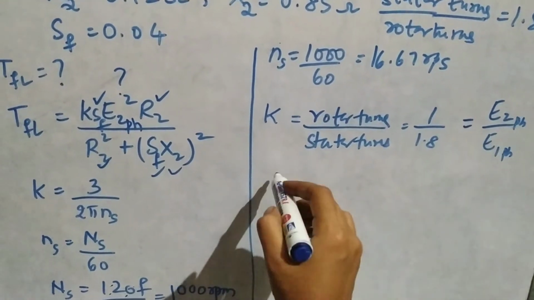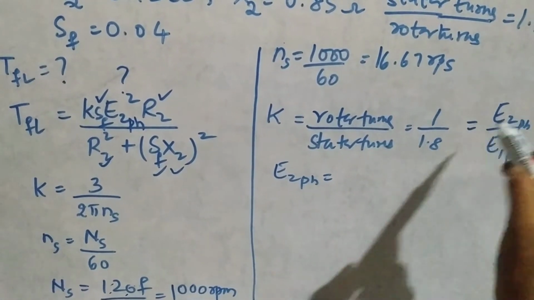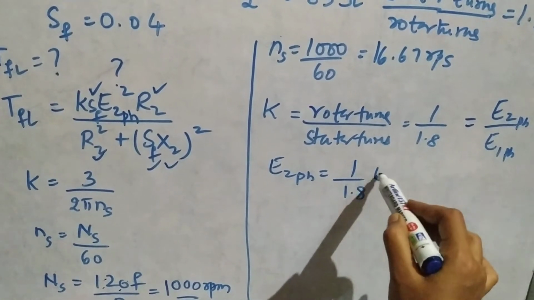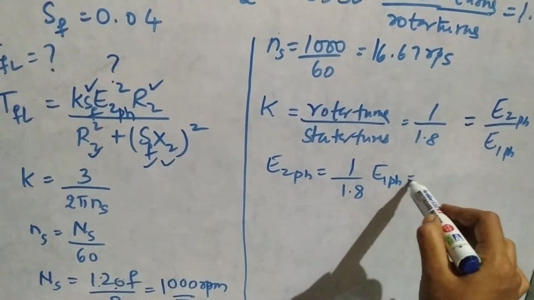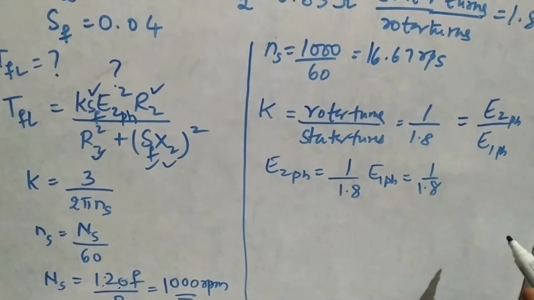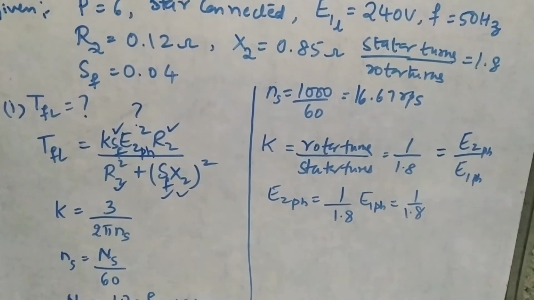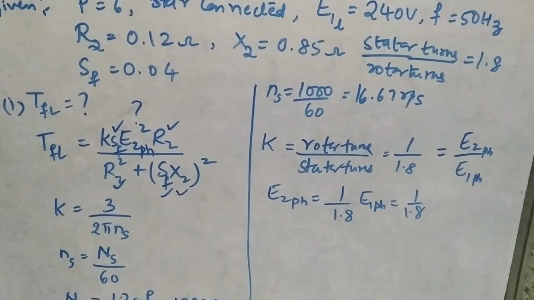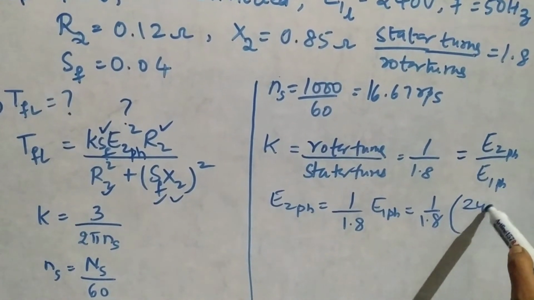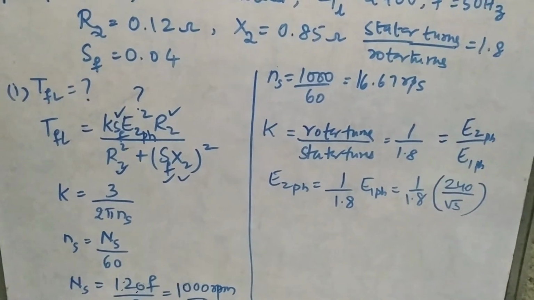Therefore, what is E2 phase? E2 phase value will be equal to 1 divided by 1.8 times E1 phase. But here again, what is E1 phase? Because it is a star type of connection, what is the relationship between the line voltage and phase voltage? Phase voltage will be equal to line voltage divided by root 3. So whatever line voltage you got, 240 divided by root 3 gives you the phase voltage. So you need to solve this.